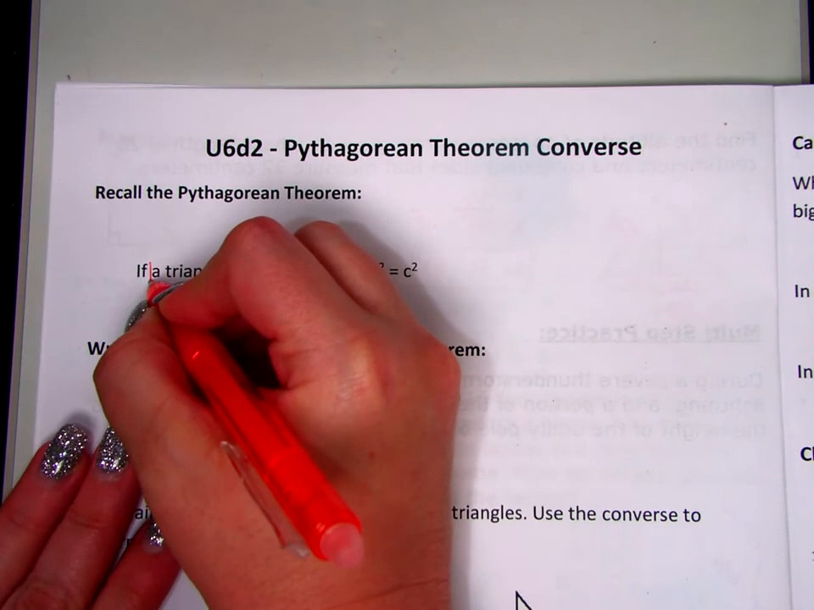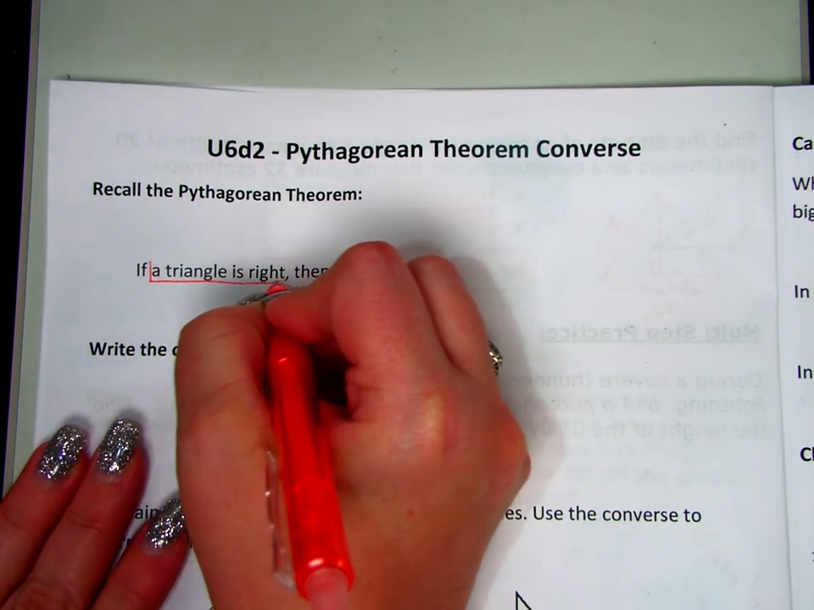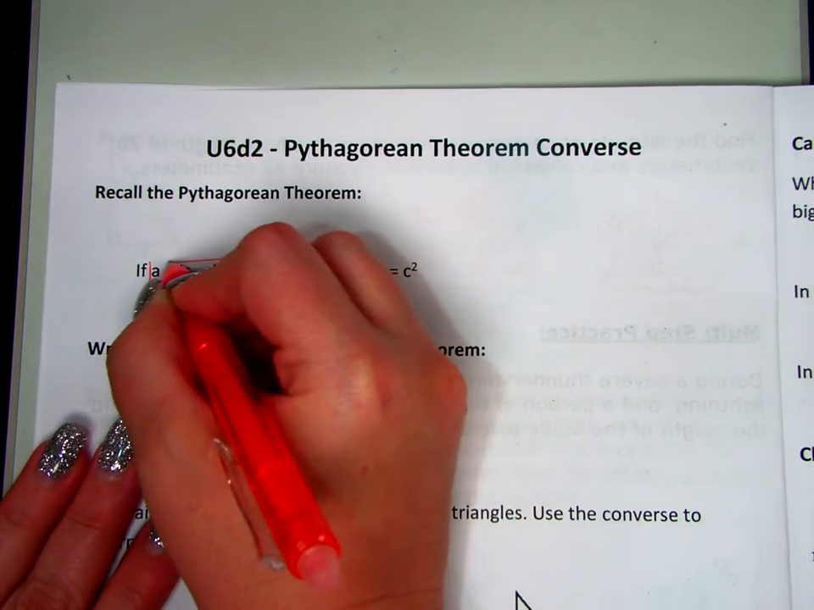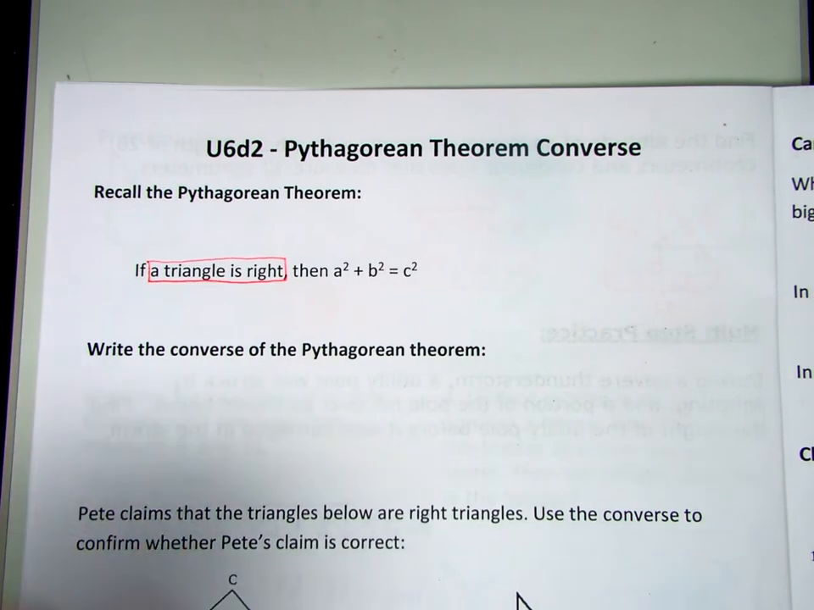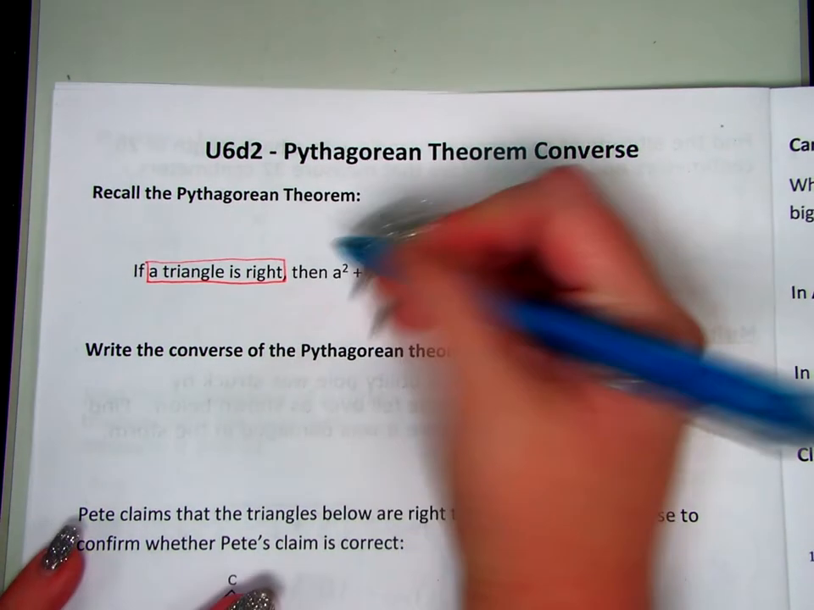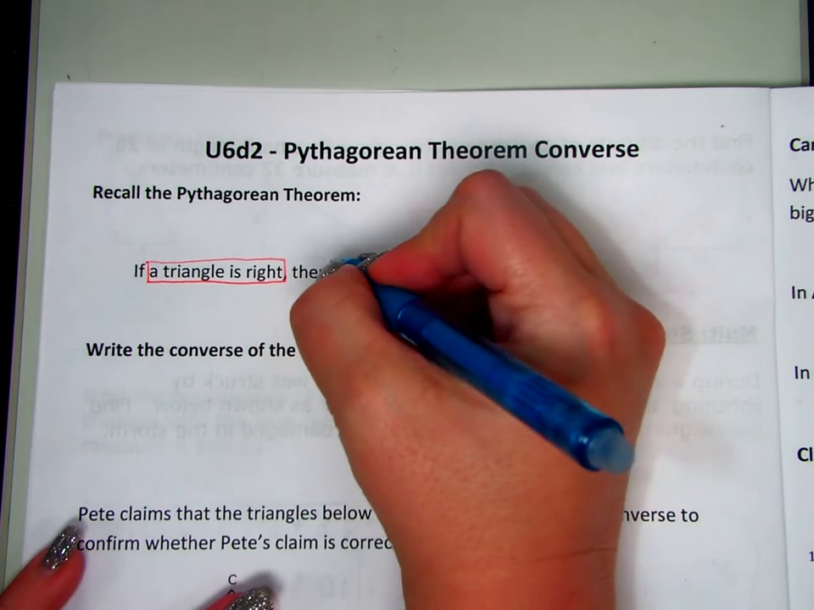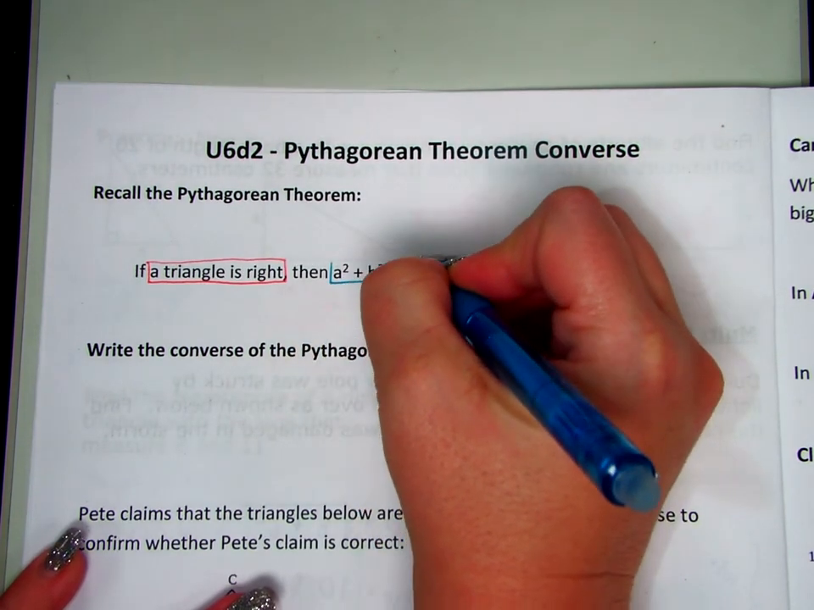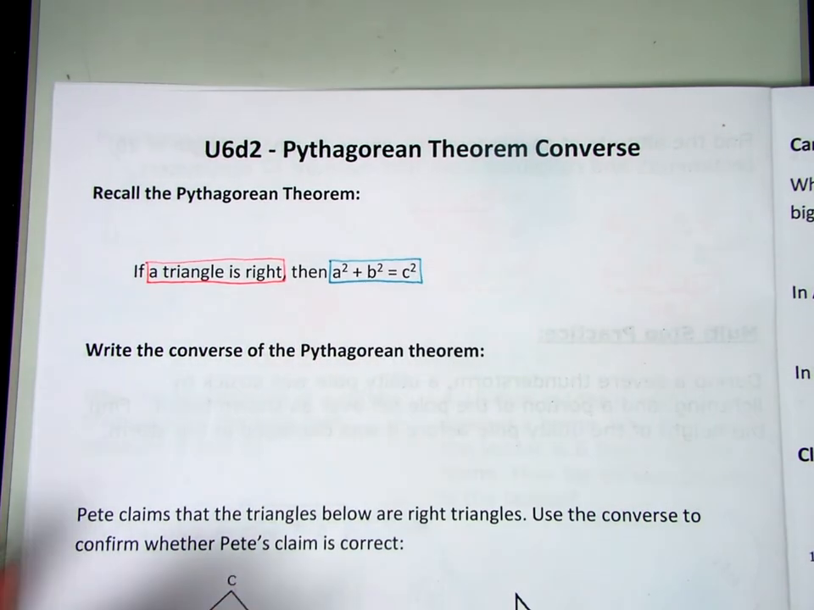Remember, your hypothesis is everything between if and then. So that part has to be true. A triangle has to be right in order to apply the Pythagorean Theorem. If your triangle is right, then we know that a squared plus b squared will equal c squared. If the triangle is not right, then we can't apply that. Then it's not equal. Okay?